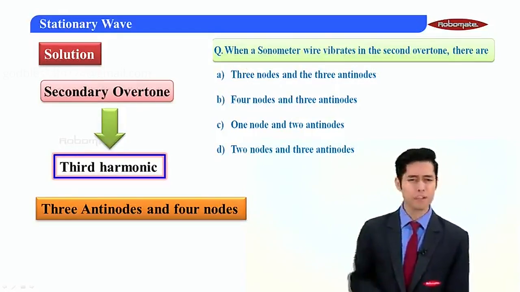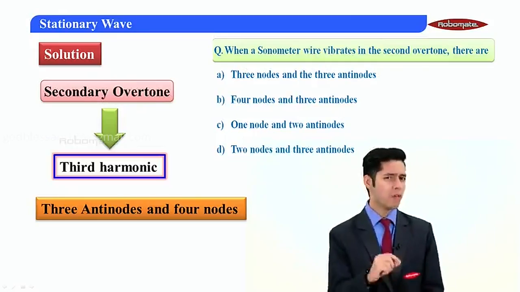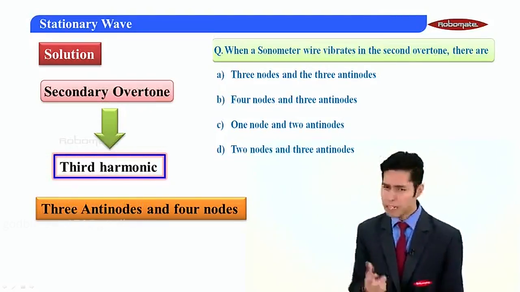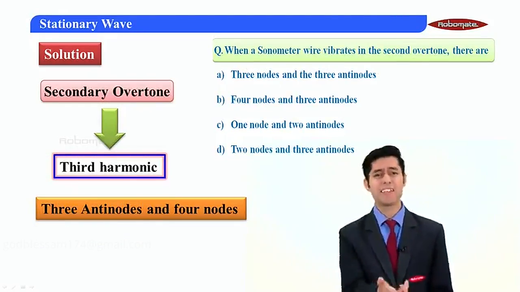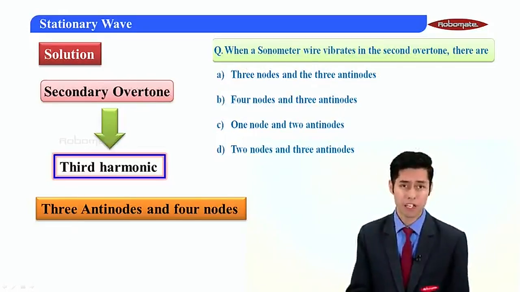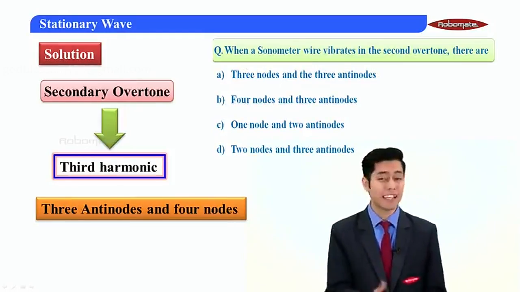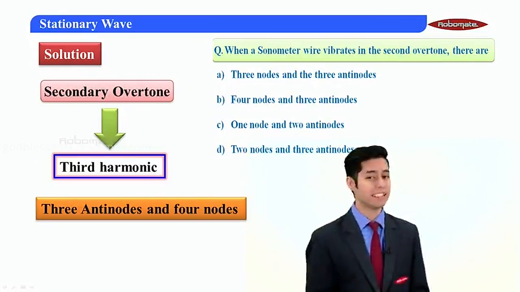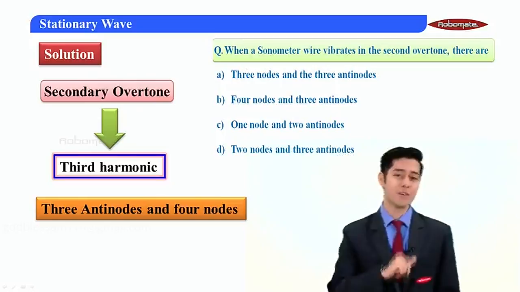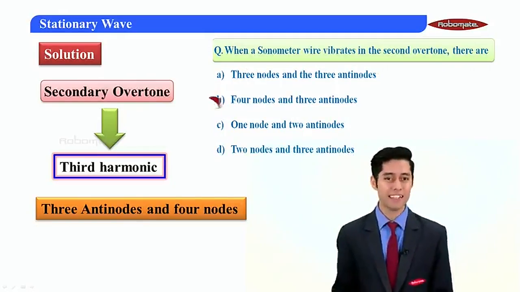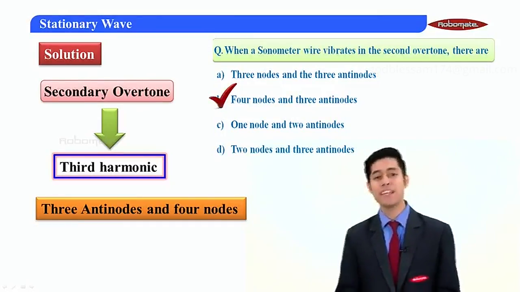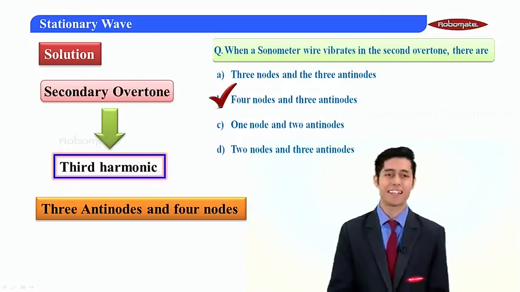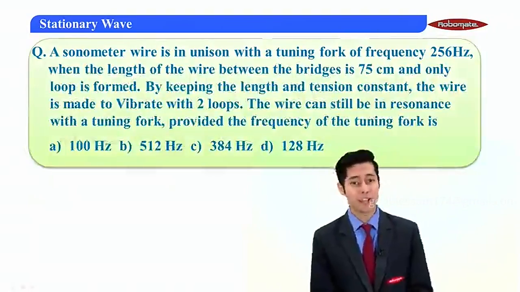On the basis of this problem only, I'll give you one more example. Suppose there is a 7th overtone which is given to you. Based on that 7th overtone, you can say it is the 8th harmonic and there are 8 antinodes present and 9 nodes present. So students, in this case, the answer was option B, that is 4 nodes and 3 antinodes. Moving ahead to the next problem.